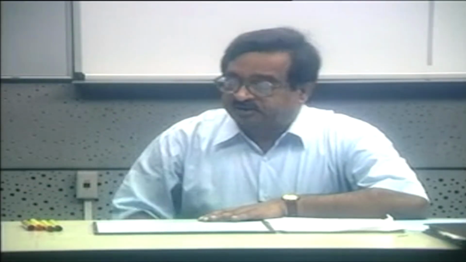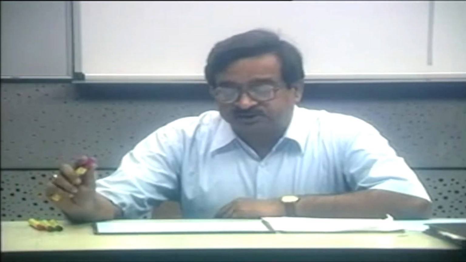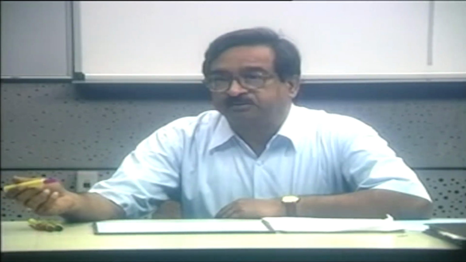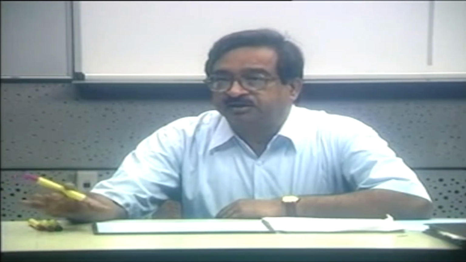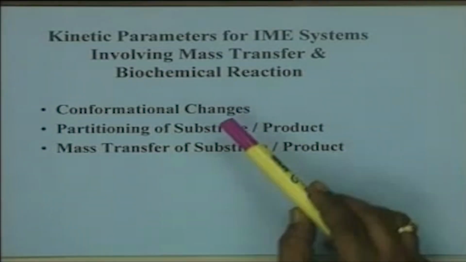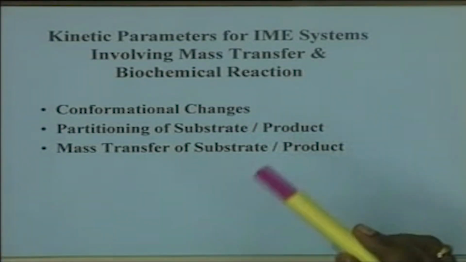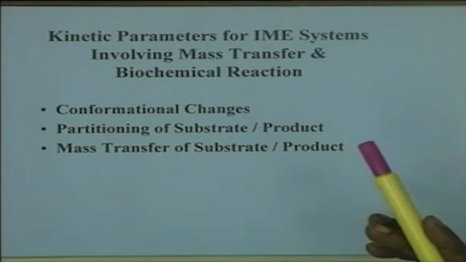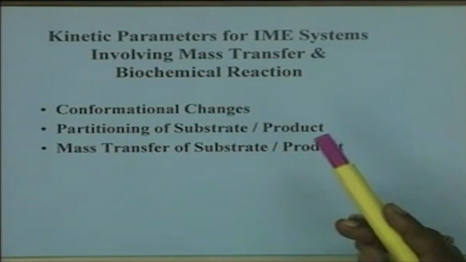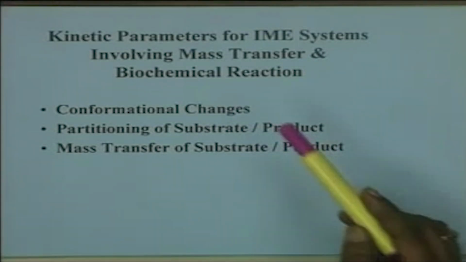immobilized enzymes. The immobilized enzymes experience, in addition to the catalytic activity, three major external effects during immobilization. One is the conformational changes, and as a result of which the basic turnover number of the enzyme might be altered. Even the value of Michaelis-Menten constant may also be altered.